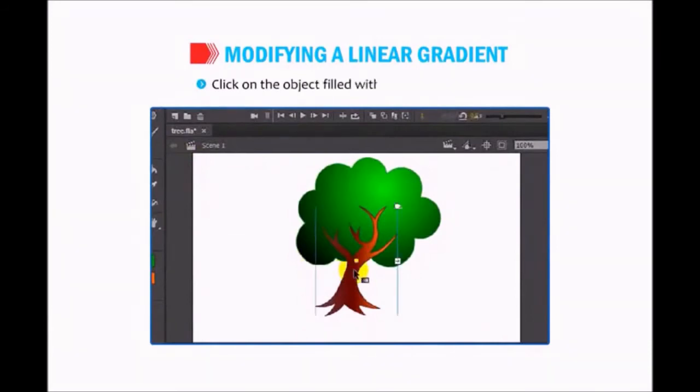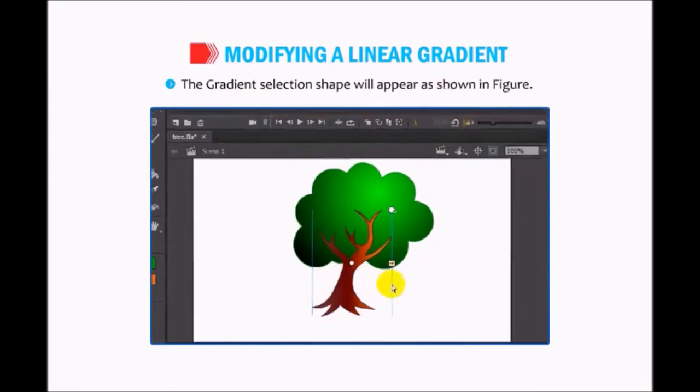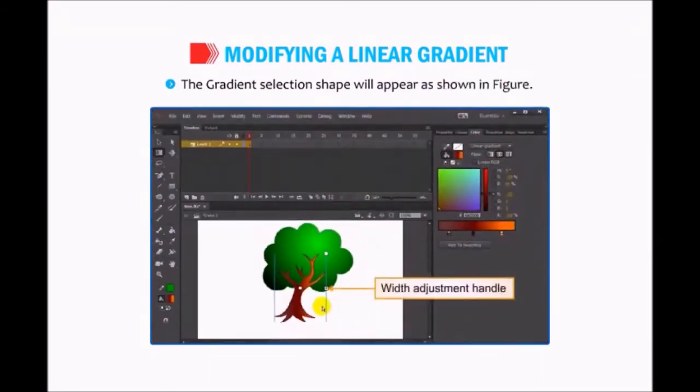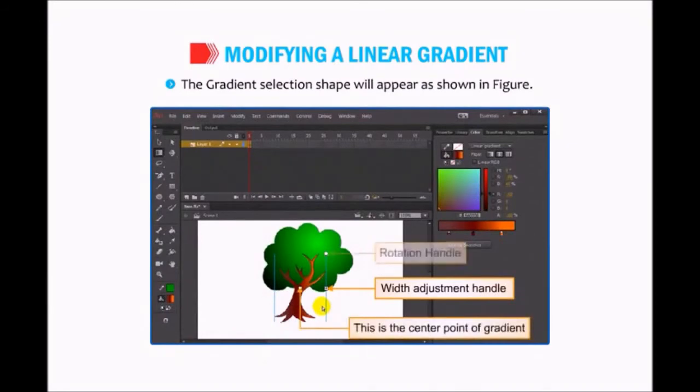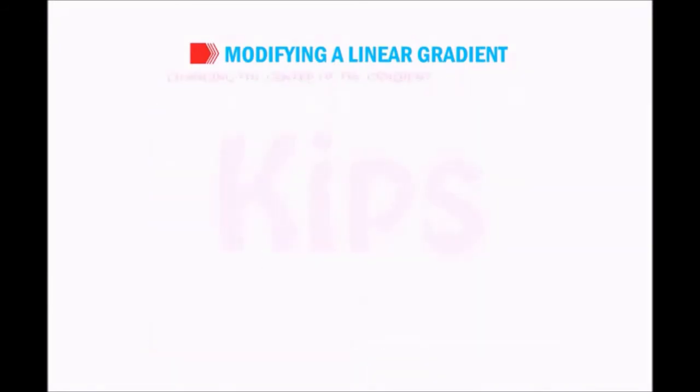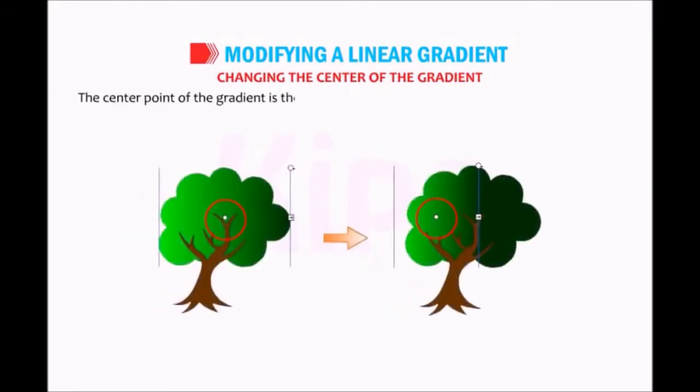Click on the object filled with gradient color in it. The gradient selection shape will appear as shown in the figure. Width adjustment handle. This is the center point of the gradient. Rotation handle. Changing the center of the gradient. The center point of the gradient is the place where all the mixing colors are present in equal proportion.